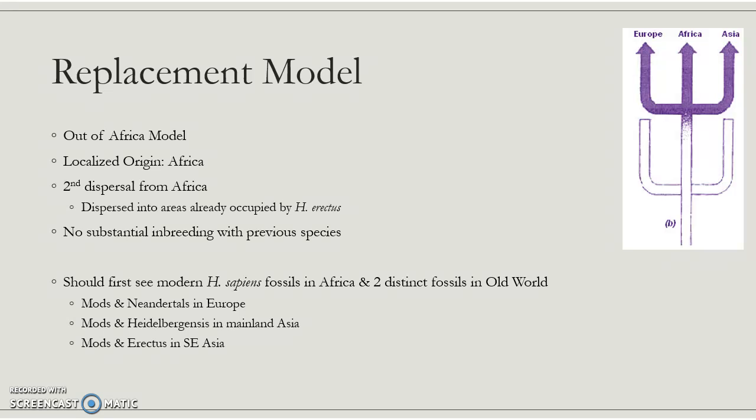But that's the replacement model. There was a second wave of dispersal out of Africa of modern humans, and we replaced all of the pre-existing hominin. So in this model, those Homo erectus that settled in Asia would not be related to modern Asian populations, because those original Homo erectus guys were replaced by modern humans. So this is one model.